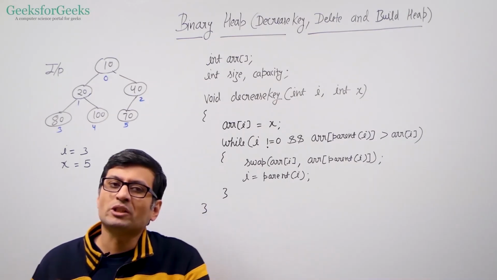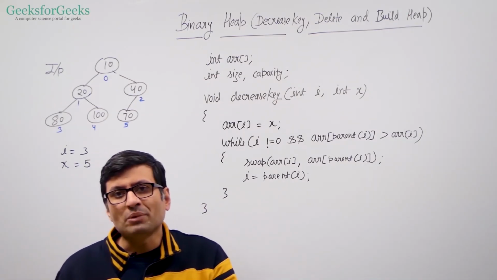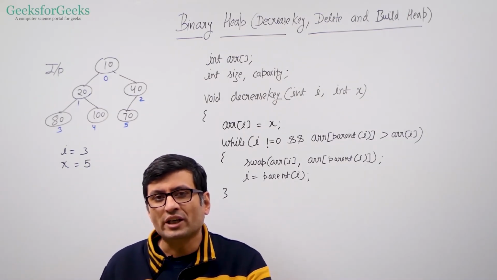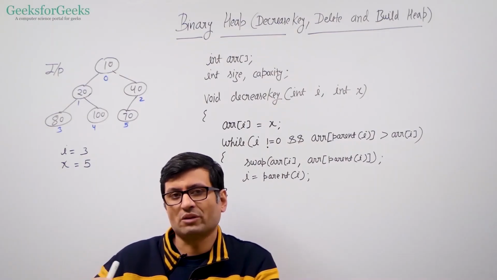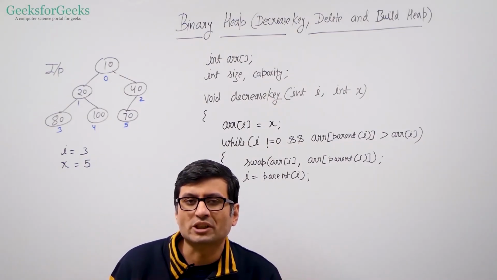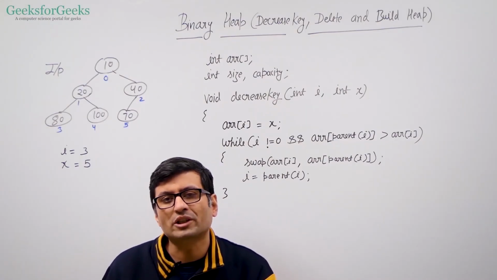Now what is the time complexity of the solution? We are simply going to traverse across the height, right? And in the worst case, we will traverse the whole height. So the time complexity is big O of log n for decrease key operation.